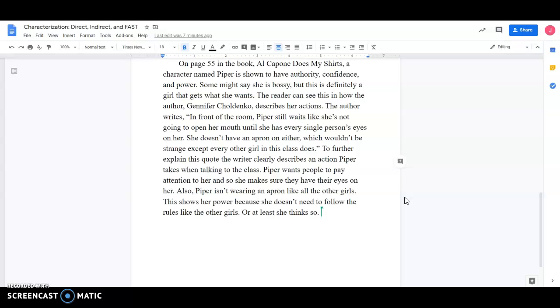So you see how I was reading and I went, oh, here's a really good action that the author describes. Wow, she seems like a confident person. Wow, she seems like she feels she has authority or more power over the other students if she doesn't have to wear an apron. And so the author didn't straight up say, Piper is a bossy, confident, authoritative child. No, the author shows us these actions, and then we as readers go, she's bossy.